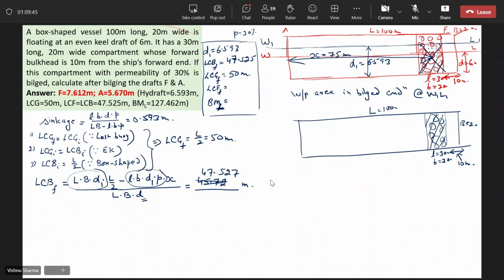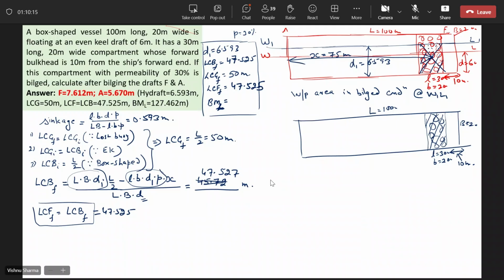Now, so we have three things done. Now we go to LCF. Now, guys, in this case, LCF will be equal to LCB final. And that will be, if it is 47.527, it is 47.527. If it is 47.525, then it is 47.525. Doesn't matter about that. I know why the difference is coming. So that difference is not wrong. Okay, that's understood.